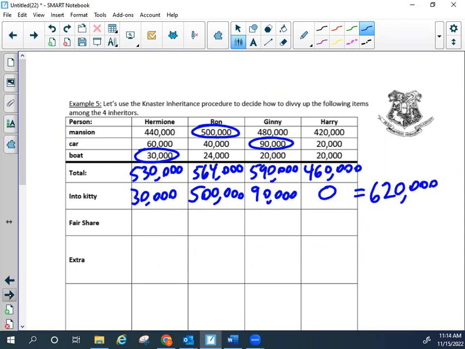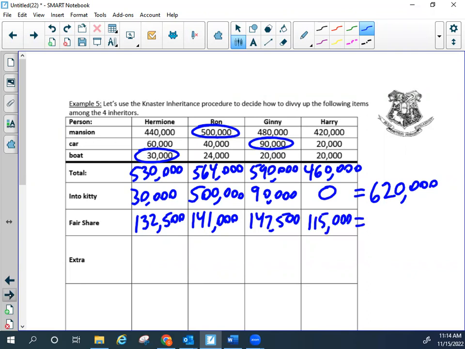So for the fair share, there's 4 bidders. So 1/4 times their total bid. 1/4 times 530, that's 132,500. 1/4 times 564, that's 141,000. 1/4 times 590,000, that's 147,500. And 1/4 times 460,000, that's 115,000.